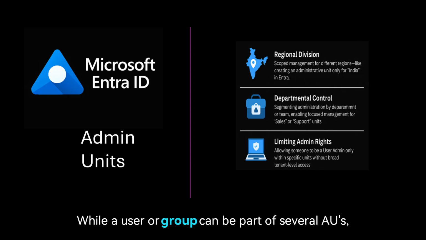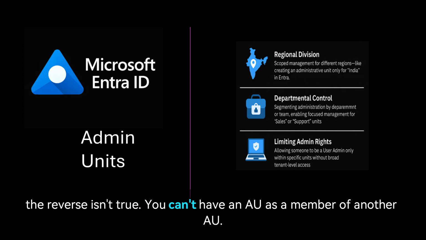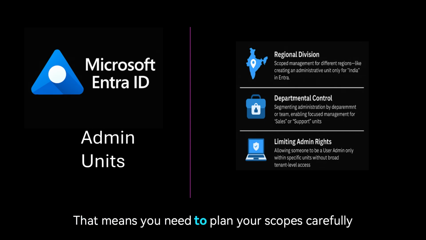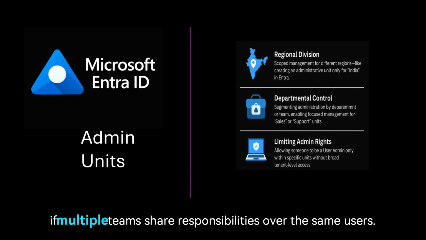While a user or group can be part of several AUs, the reverse isn't true. You can't have an AU as a member of another AU. That means you need to plan your scopes carefully if multiple teams share responsibilities over the same users.